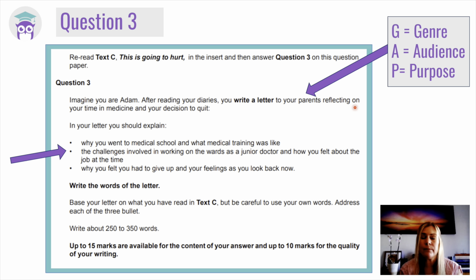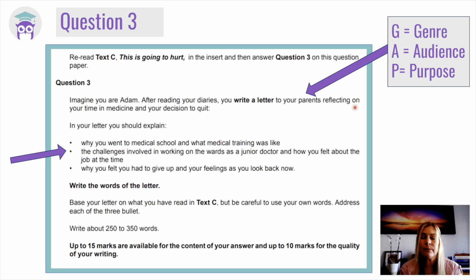Okay, and then we are focusing on 250 to 350 words. Now you'll notice 15 marks are for the content. So 15 marks are for how many of these points you get in, but you've also got 10 marks for the quality of your writing. So you do need to be accurate.